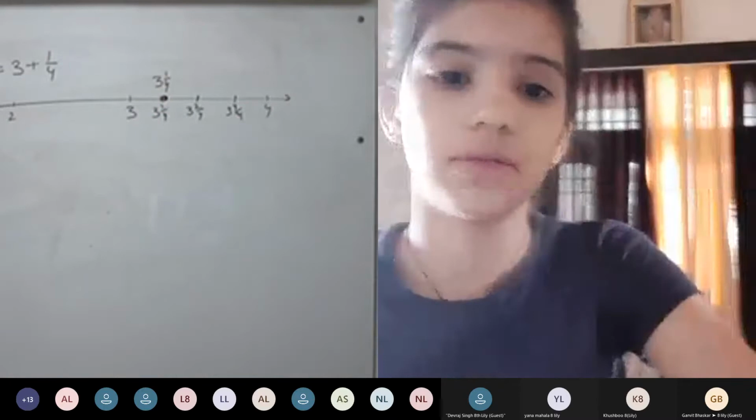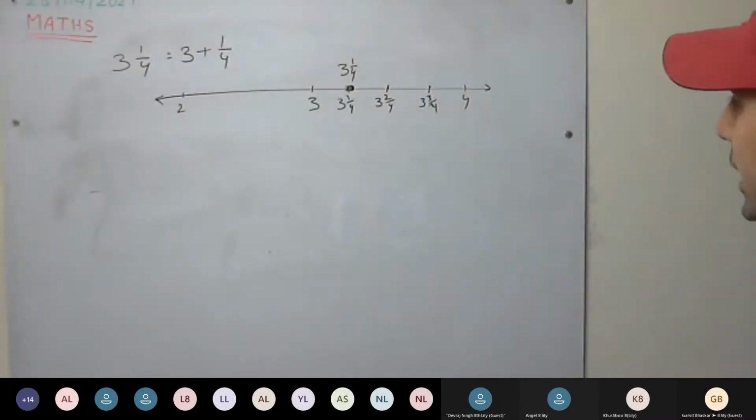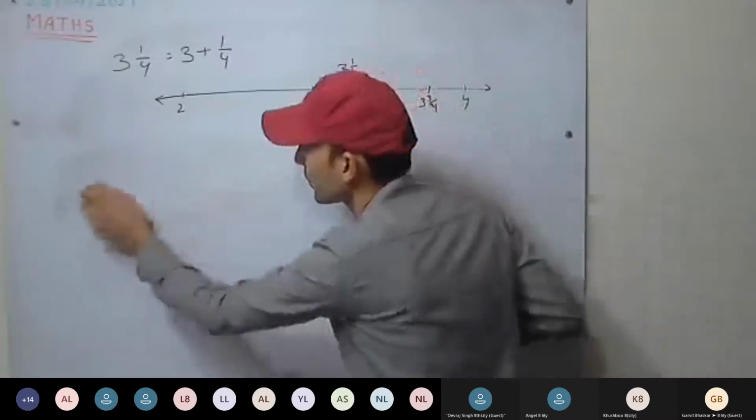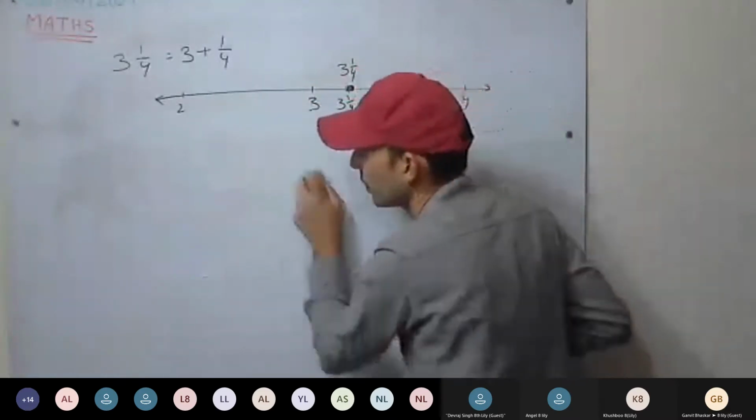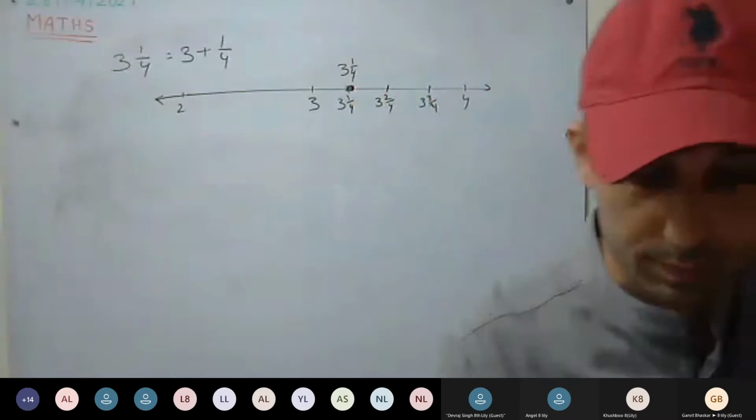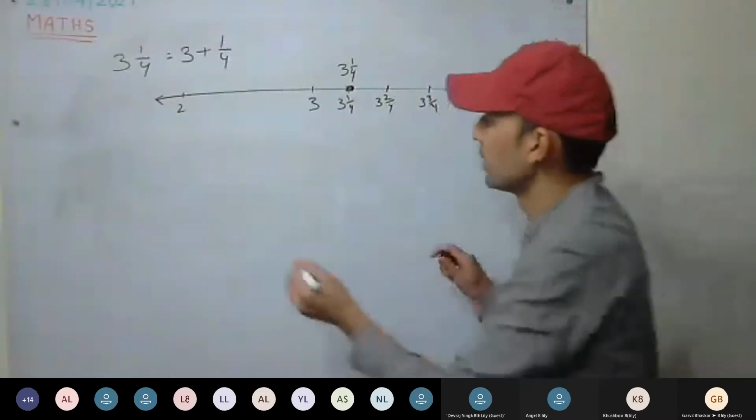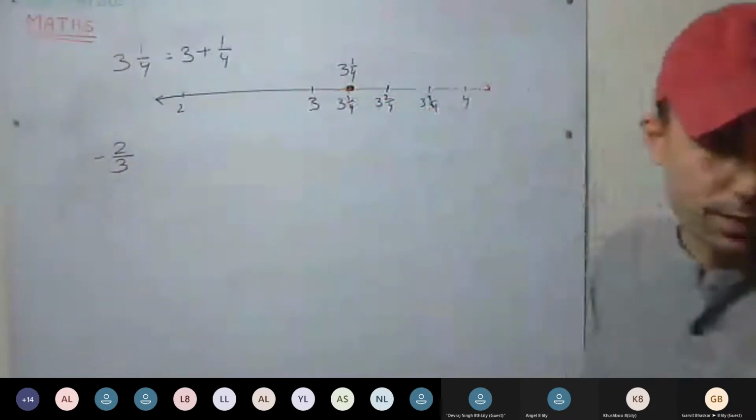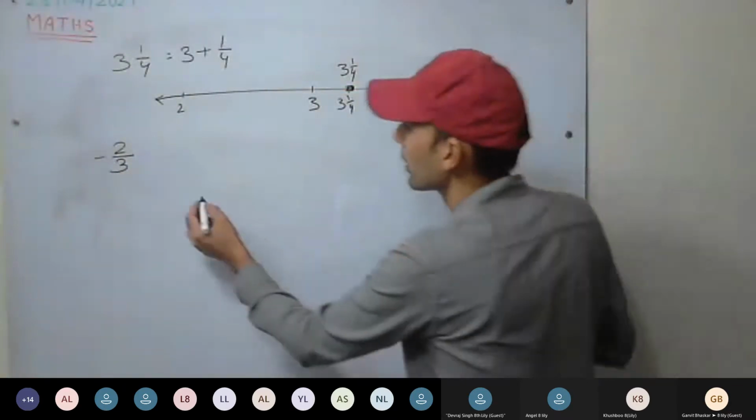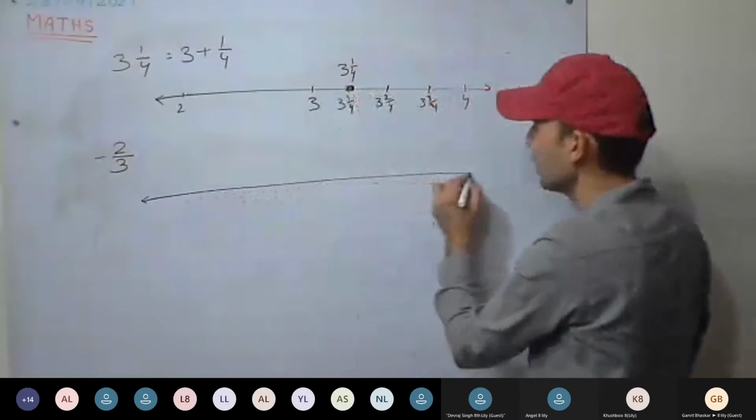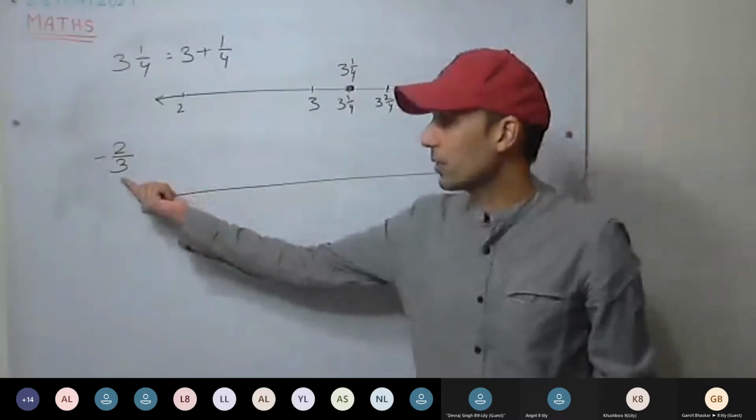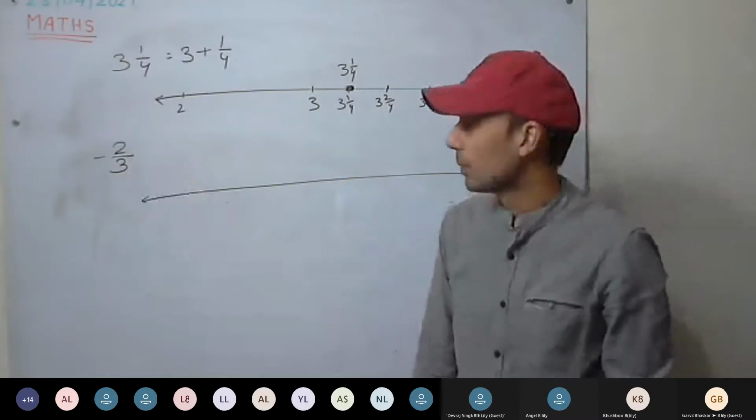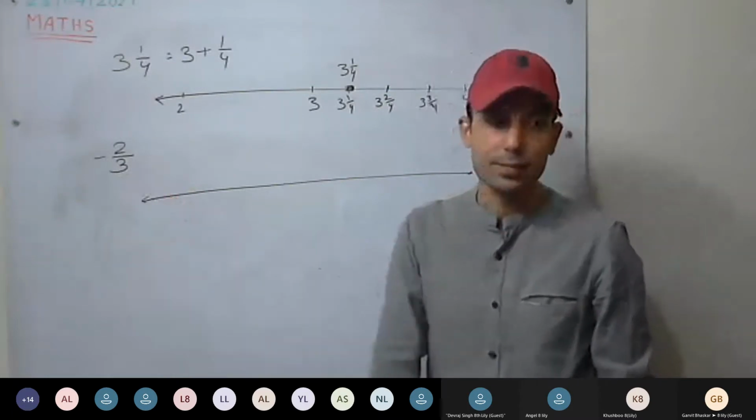Yes, sir. Okay, then start the second one first. Negative numbers we are going to mark now. Minus 2 divided by 3. Draw the number line. So where will it lie? Between which integers will it lie?